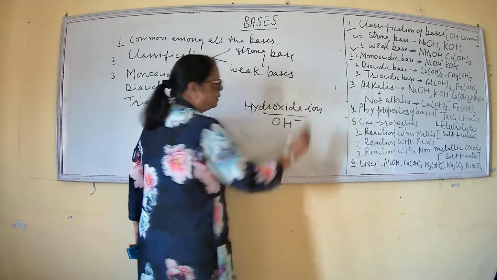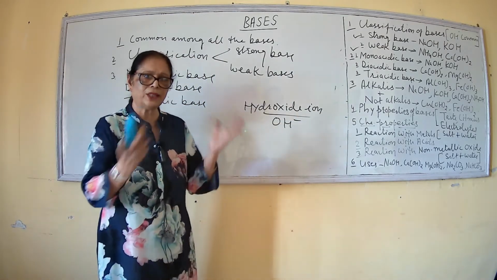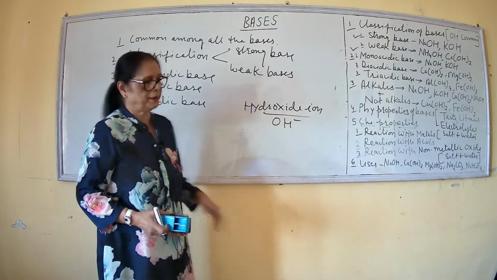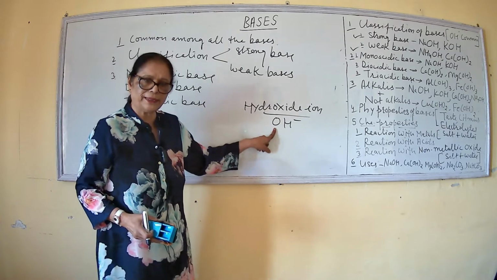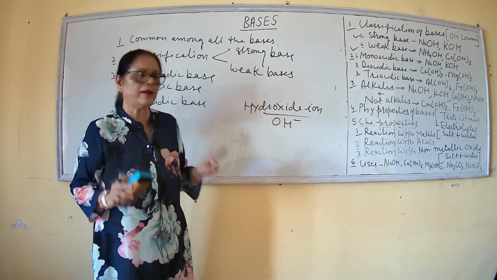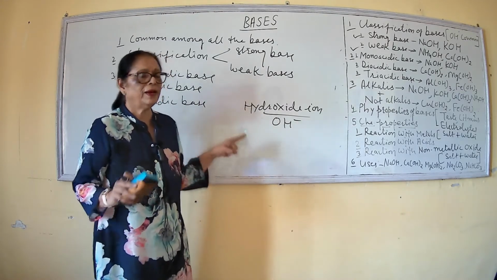Hydroxide ion can be written like this. This is oxygen, this is hydrogen, and as a whole it has one unit negative charge on it. This is known as the OH ion or hydroxide ion. So all the bases have this thing in common: they are made up of hydroxide ion.